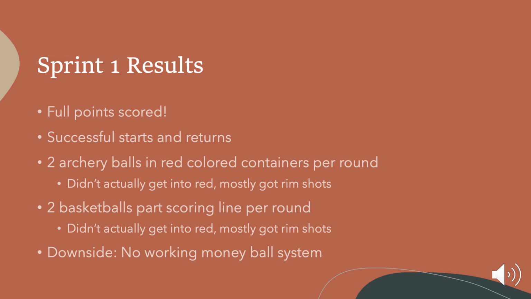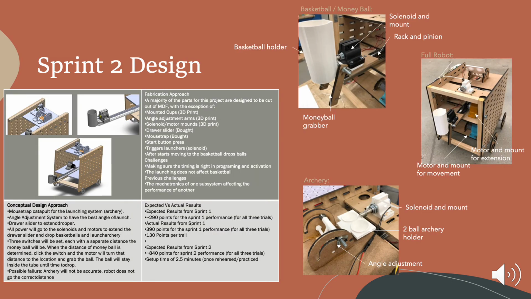In order to improve upon our design, we definitely knew that we didn't want to use string anymore. So we decided to set off the archery system using a solenoid. That freed up a motor to be used for the rack and pinion system, which now we could attach the money ball and basketball system onto.